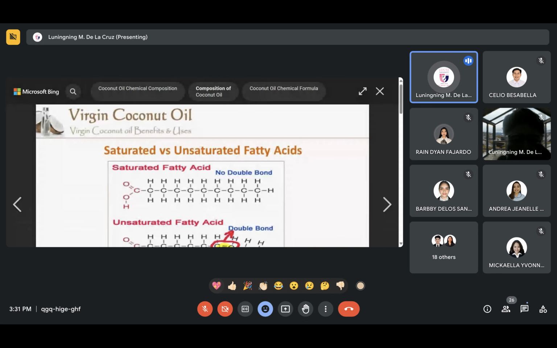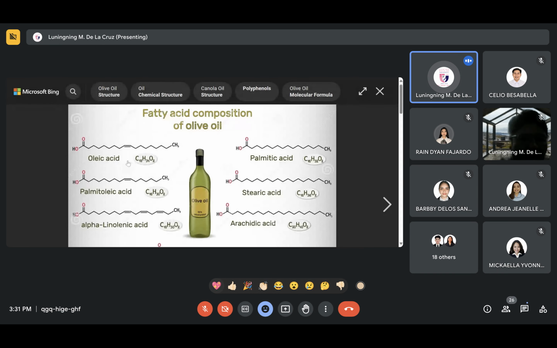So you will be able to see that our olive oil has different unsaturated fatty acids like oleic acid, palmitoleic acid, and alpha linolenic acid. So it is the percentage of unsaturation. Olive oil has a higher percentage of unsaturation compared with our coconut oil.